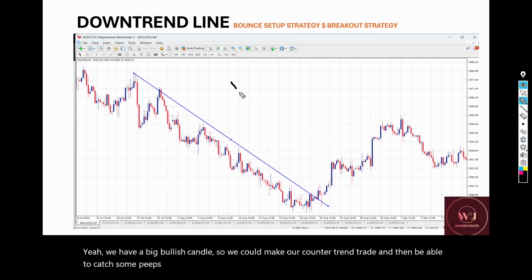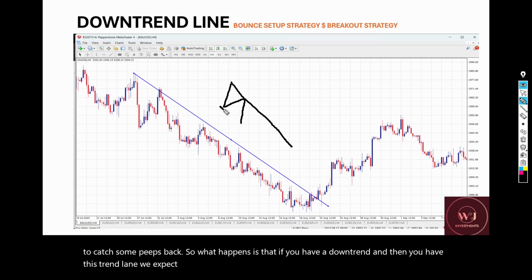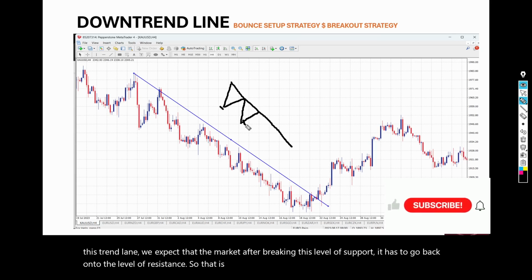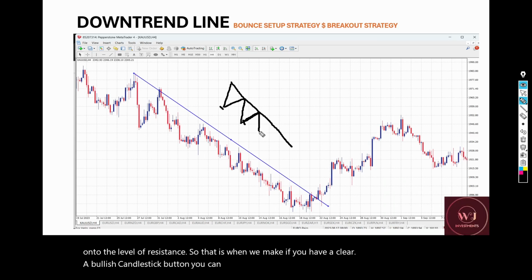What happens is that if you have a downtrend and then you have this trend line, we expect that the market, after breaking this level of support, has to go back onto the level of resistance. So that is when, if you have a clear bullish candlestick pattern, you can make a buy up to the trend line and then make a sell again.